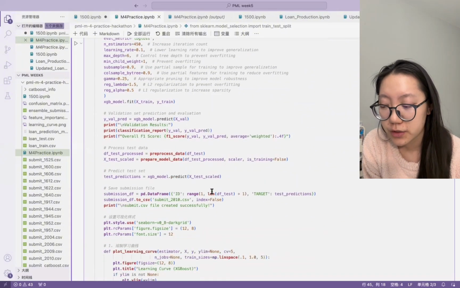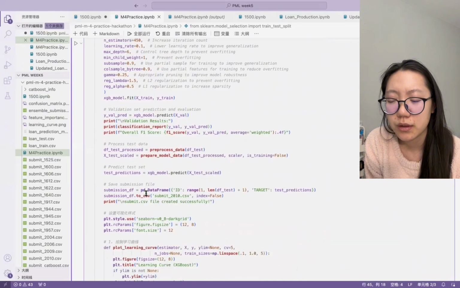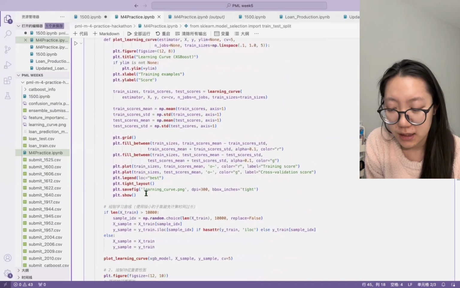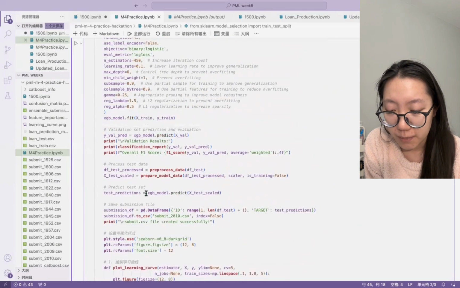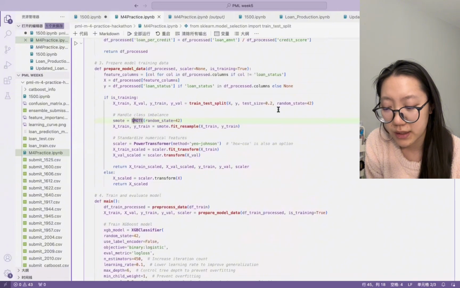In the next part, I will show you how I evaluated my model. For validation, I kept it straightforward with an 80 to 20 training test split. My dataset was large enough that I didn't need to get fancy with cross-validation.